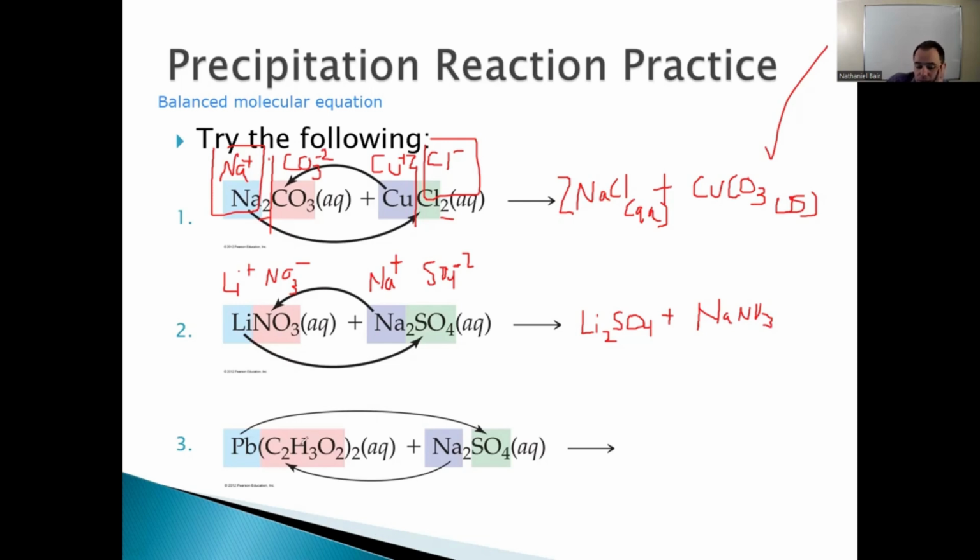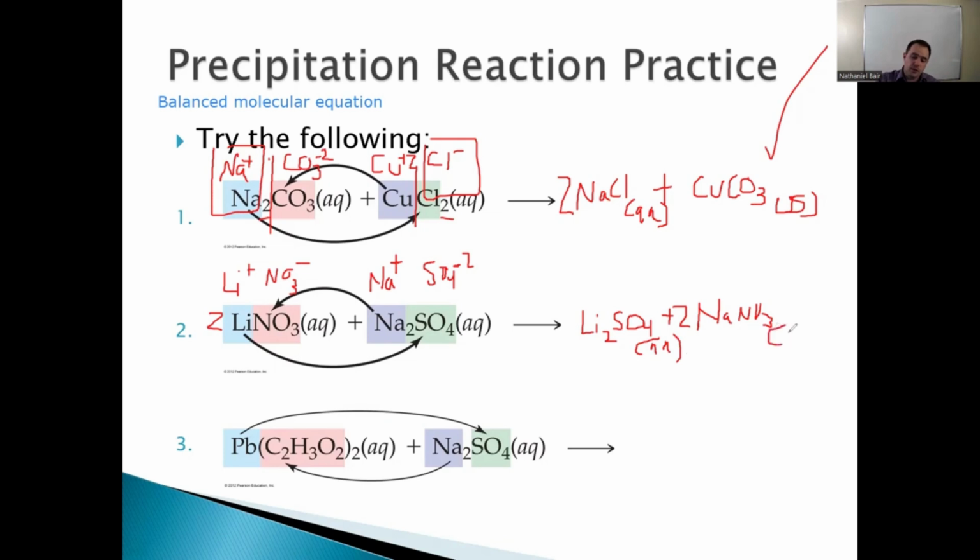Now, you could balance. I got 2 lithiums, so I'm going to put a 2 there. 2 nitrates, 2 sodiums. I'm going to put a 2 there. Now it's balanced. And now we need to bust out our solubility rules and see if we made a precipitate or if we're going to have no reaction. You're only going to get a reaction if you made a solid. So let's look at lithium sulfate. Rule 1 doesn't apply, no nitrate, acetate, or chlorate, but rule 2 does apply. I got an alkali metal, so we're going to put an AQ there for that guy.